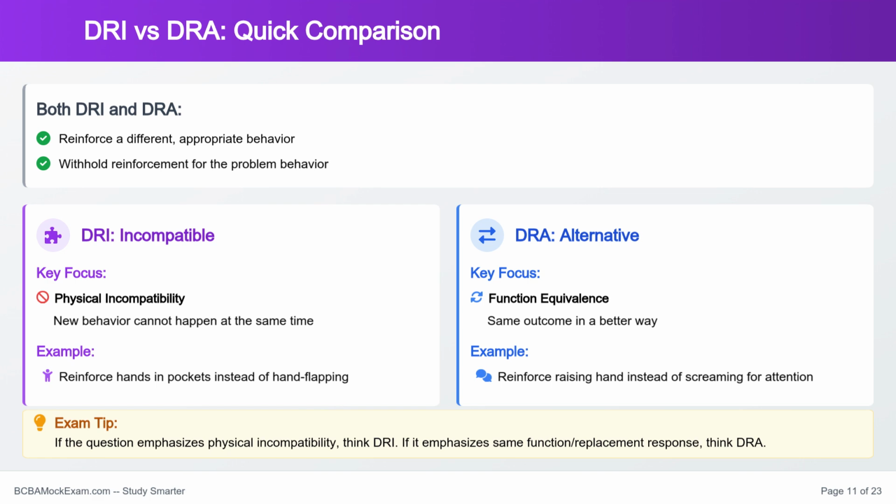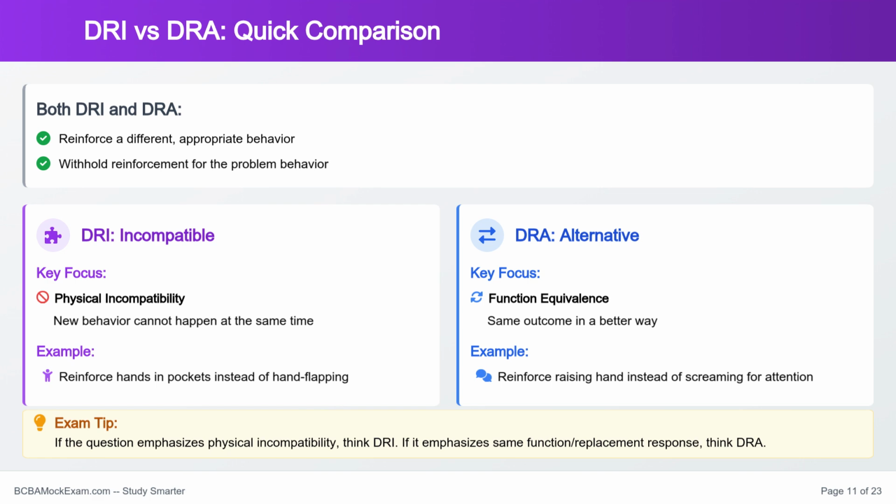Both procedures have two things in common. You reinforce a different, appropriate behavior, and you withhold reinforcement for the problem behavior. The difference is where the exam likes to trick you. With DRI, the key focus is physical incompatibility. The new behavior literally cannot happen at the same time as the problem behavior. If a learner is hand flapping, you might reinforce keeping hands in pockets or holding a fidget. You can't flap and keep your hands in pockets at the same time.